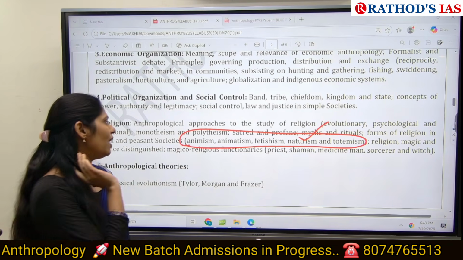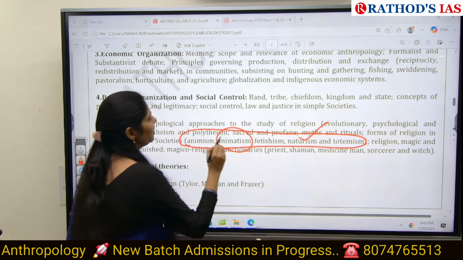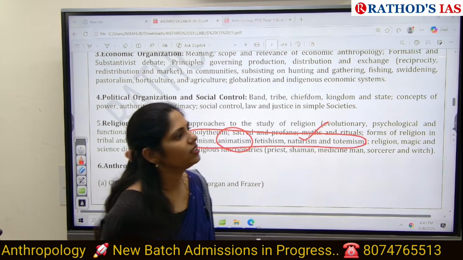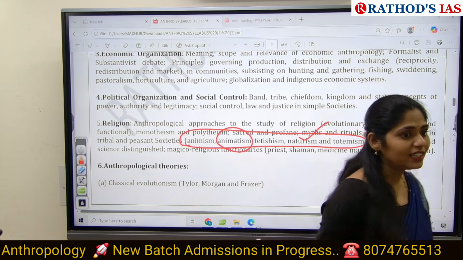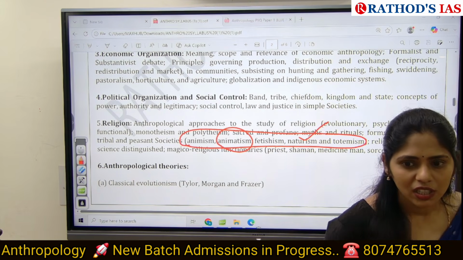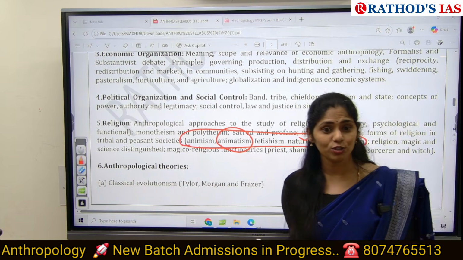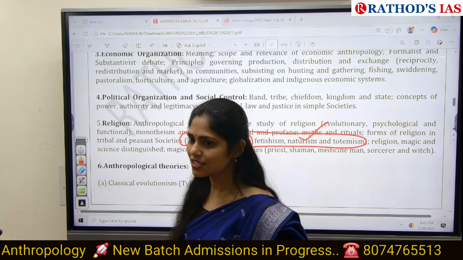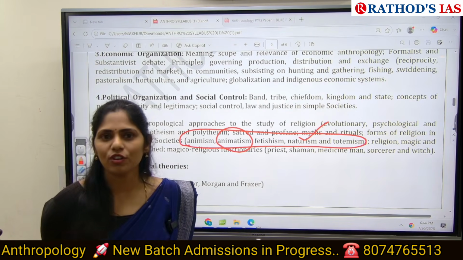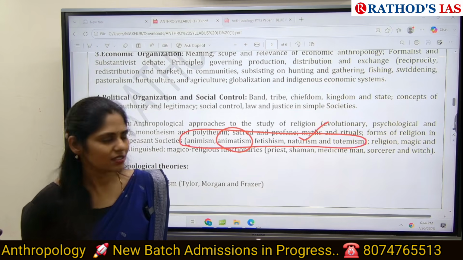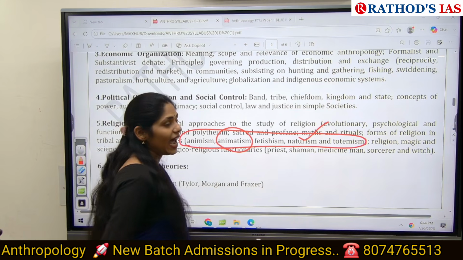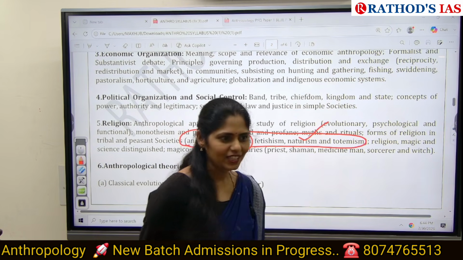Now we will have worshipping of animals, like we worship the cow, and we worship the snake also. If you go to a temple, you will see the snake. So worshipping animals is called animatism, not animism. It is animatism.